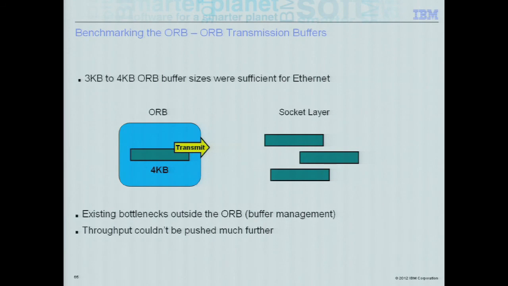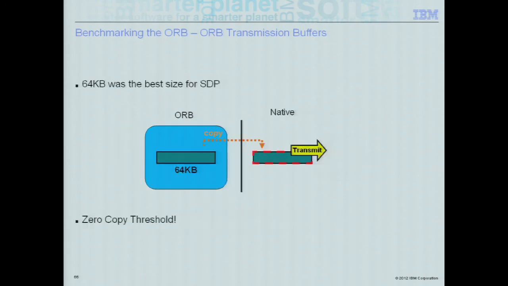Now, for SDP, does anybody want to take a guess what the best buffer size was? Oh, I think I heard it. 64K, exactly. The zero copy threshold. Anything larger, we started to max it out. It was just a lot better to avoid the hairy situation of having the memory registered and slowing you down. So if we kept that buffer at 64K and transmitted 64K chunks, performance was excellent. All right, that's the big one.